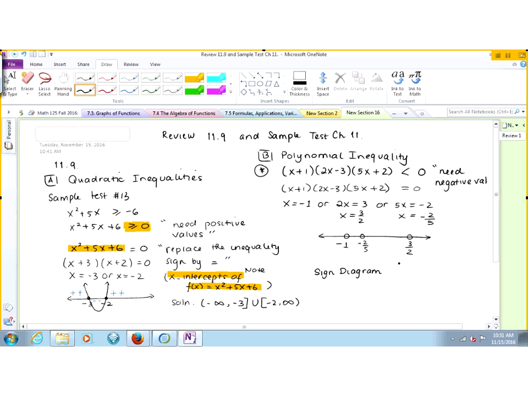Okay. So how many intervals do we have? How many intervals here? 4. So 1, 2, 3, 4. So we have 4 different intervals. So I am going to do interval, and then I need to choose a test point on each interval. Why do I need a test point? Because I don't know how the graph looks. And then I want to know the sign.